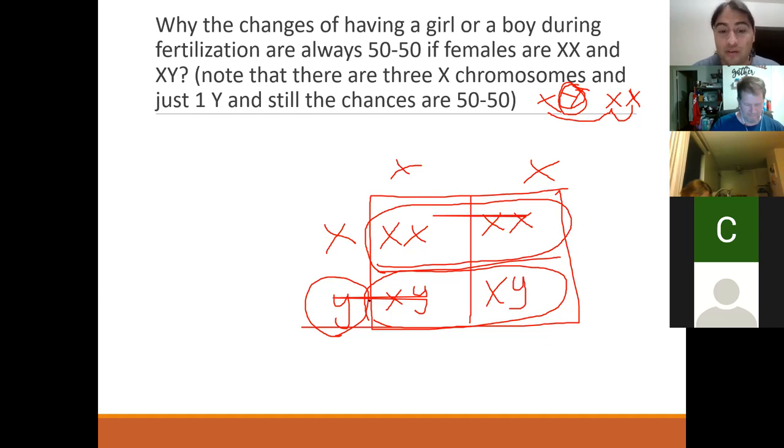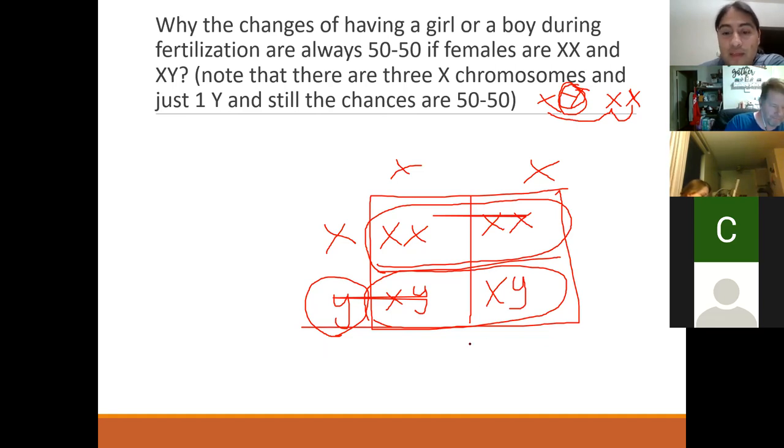Actually it is the fault of the males that are providing these different types of chromosomes. That makes sense to you now? So now you can explain that you can play with probabilities. Maybe if somebody has 10 children, then probably, the bigger the sample size, they would have 6 and 4 or 5 and 5, because the bigger the sample size, the more accurate these results are.